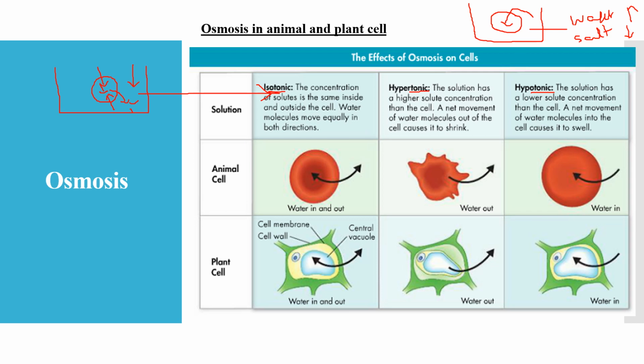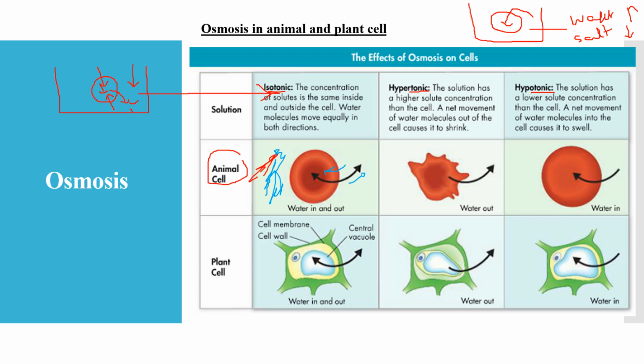Now in case of animal cell, for example, if the animal cell is in the isotonic solution, you can assume that this is the isotonic solution. Means the cell is placed inside the isotonic solution. As in the isotonic solution there is an equilibrium, you can see here the water molecules move equally in both directions. Means one water molecule is coming out and one water molecule is going in. So this is the isotonic solution in case of animal cell.